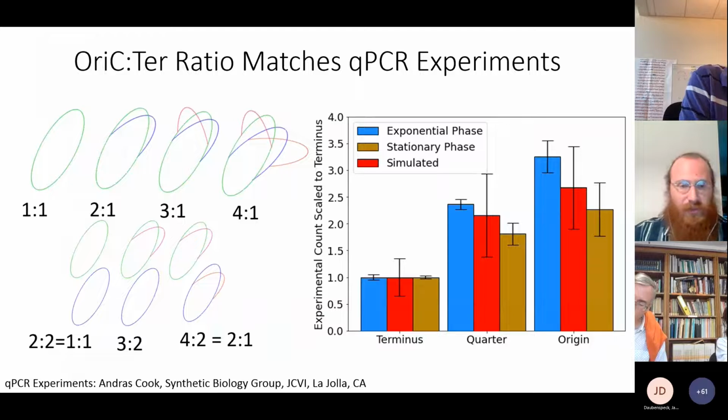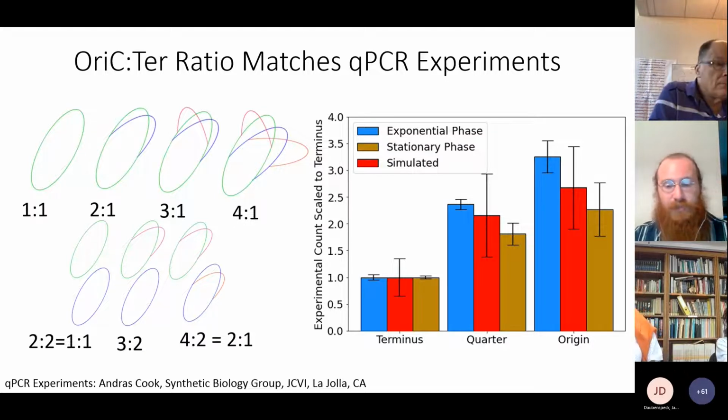And so as I mentioned earlier, we can have multiple replication events. One of our other good predictions was that Andras Cook, while he was at JCVI, performed some qPCR experiments measuring the origin to terminus ratio for JCVI SYN3A. And he got a value of about 3.4 origins per termini, which strongly suggests multiple replication events per cell cycle.